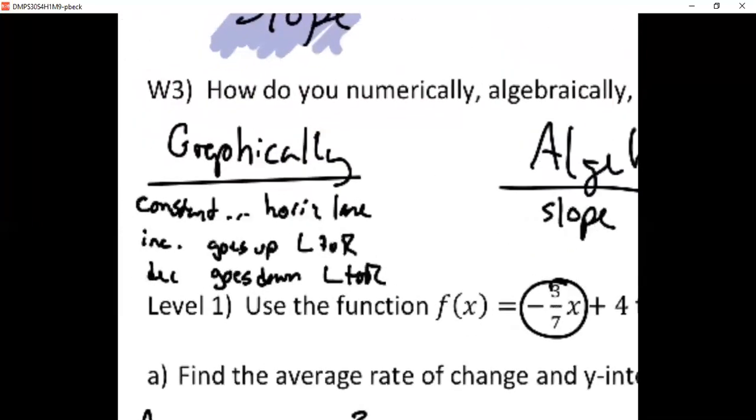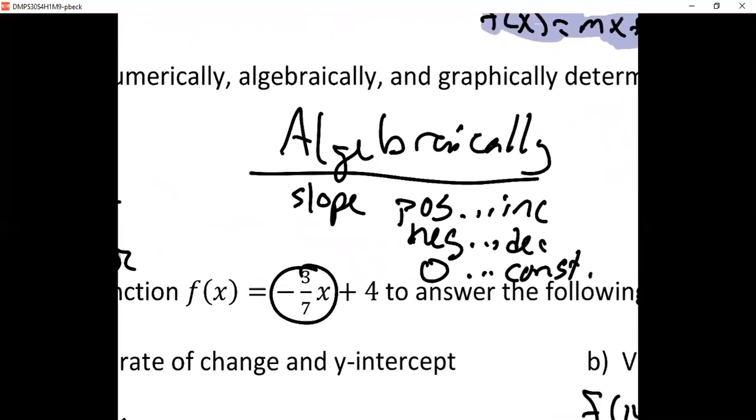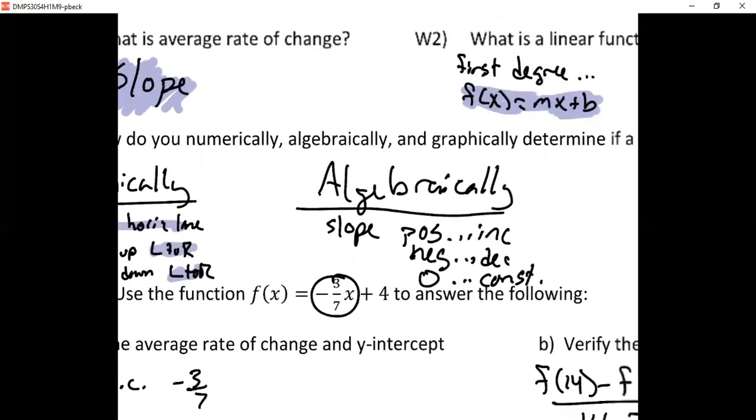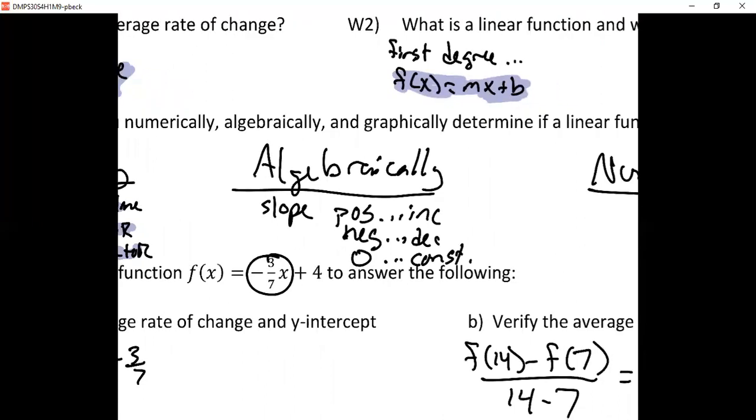So graphically, if it's constant, we have a horizontal line. Increasing, and we read a graph from left to right. So increasing, it goes up. Decreasing, goes down left to right. So algebraically, we get to look at what is the slope. If the slope's positive, we have an increasing function. If the slope's negative, we have a decreasing function. If the slope is 0, we have a constant function.